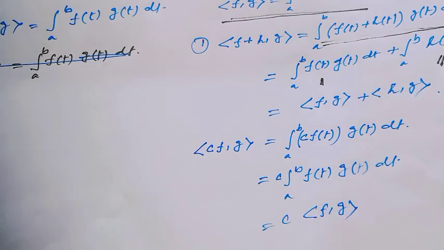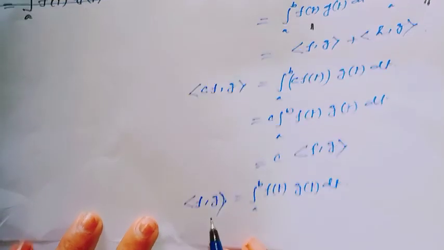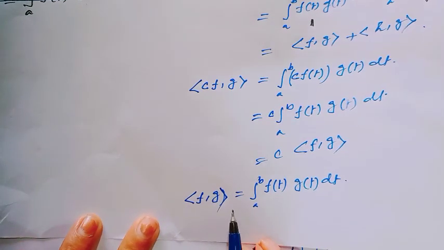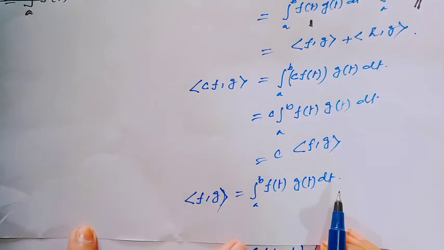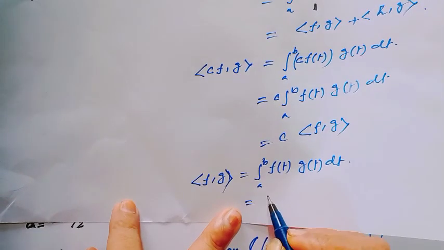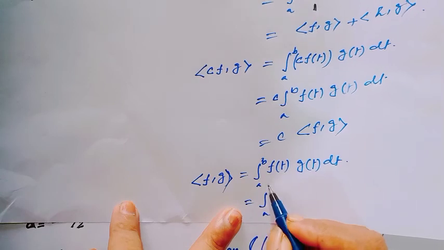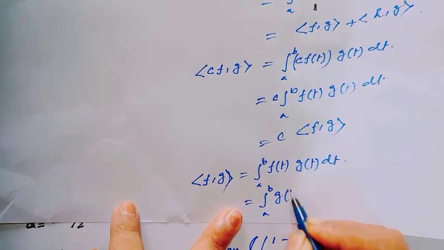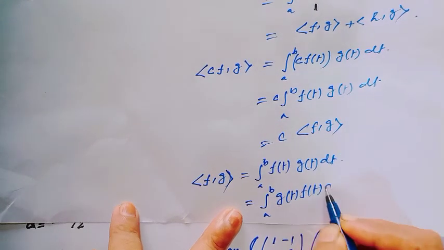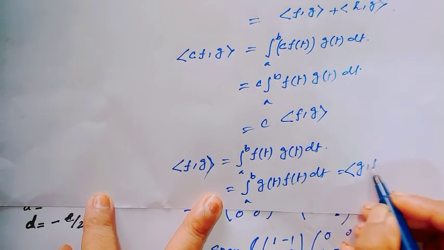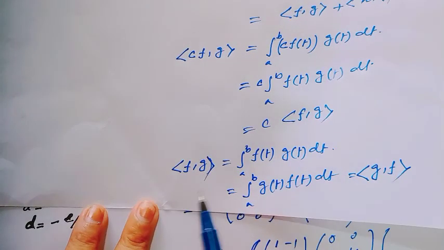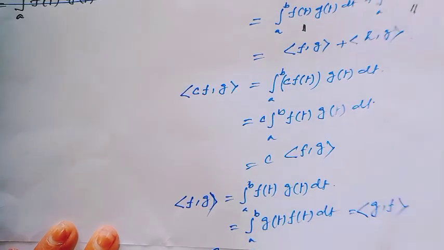Next I will see the symmetry condition. The second condition: inner product f with g equals integration a to b of f(t) g(t), and we can write this as integration a to b of g(t) f(t) dt, which is actually inner product g with f. Therefore, the condition of symmetry is satisfied here.